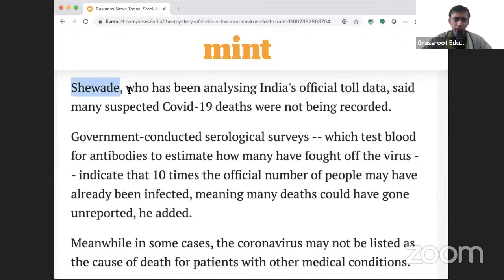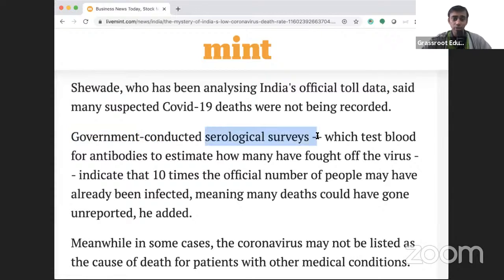Shivade, name of the person, Shivade, who has been analyzing India's official toll data. Repeat: Shivade, who has been analyzing India's official toll data, said many suspected COVID-19 deaths were not being recorded. Were not being recorded. Okay. So where did I punch in? Who has been analyzing India's official toll data said many suspected COVID-19 deaths were not being recorded. Okay. Repeat. Keep repeating after me.